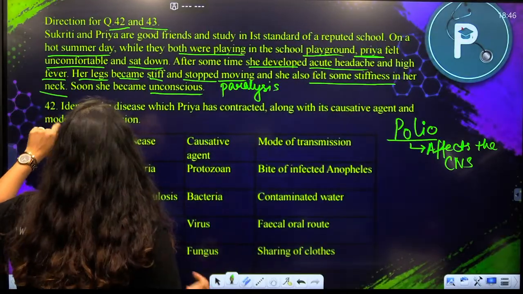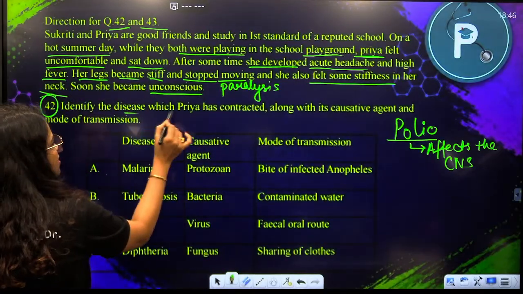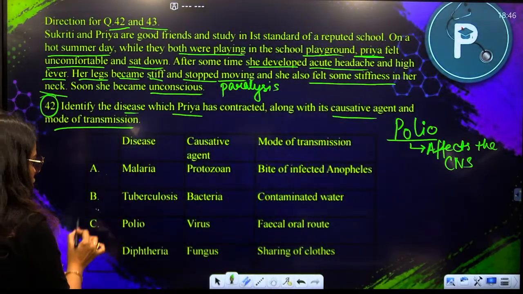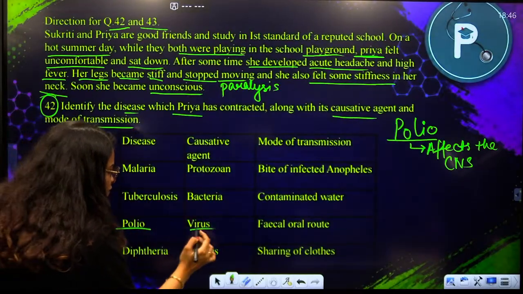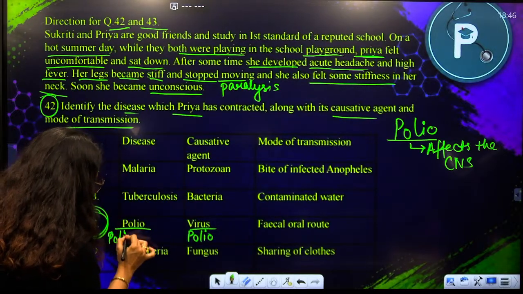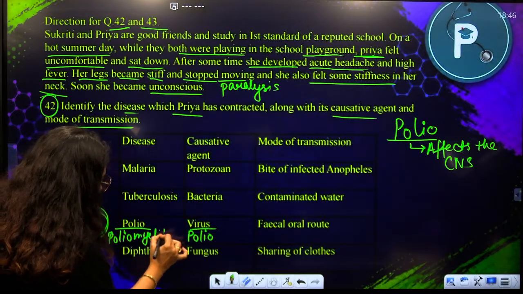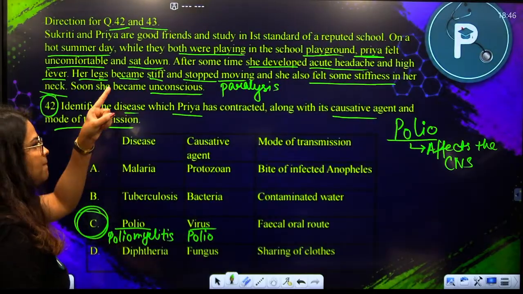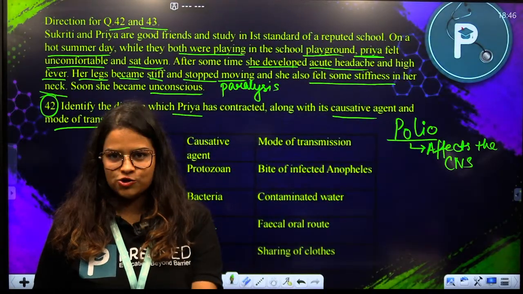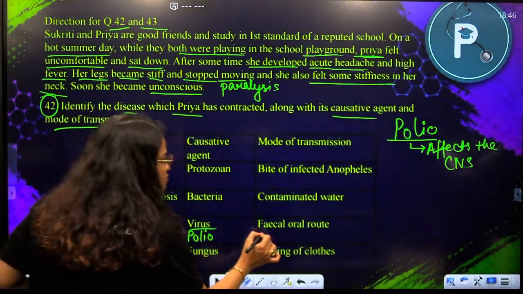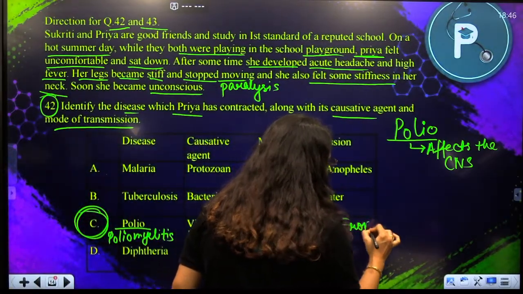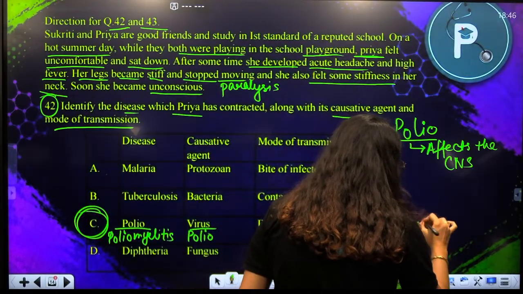So they're asking for question number 42. Identify the disease which Priya has contracted along with its causative agent and mode of transmission. I've told you it is polio. Polio is caused by a virus called poliovirus. Polio is also called poliomyelitis because it affects the nervous system and the muscles that help in movement, like the neck muscle, the leg muscle, etc. And of course, it is via the fecal-oral route, from contaminated food and water.